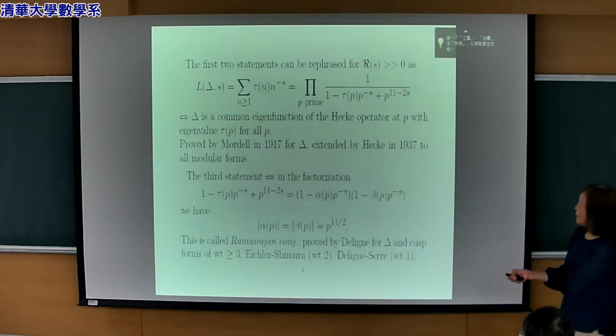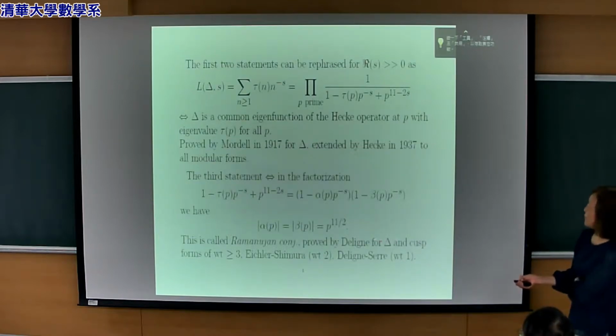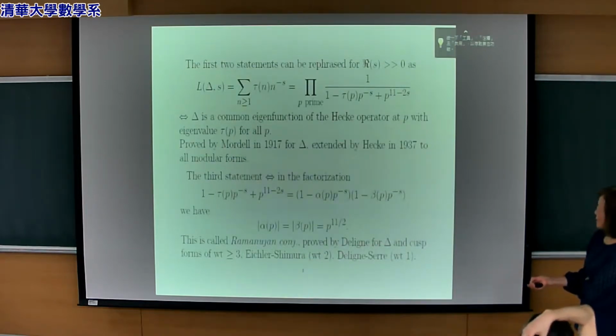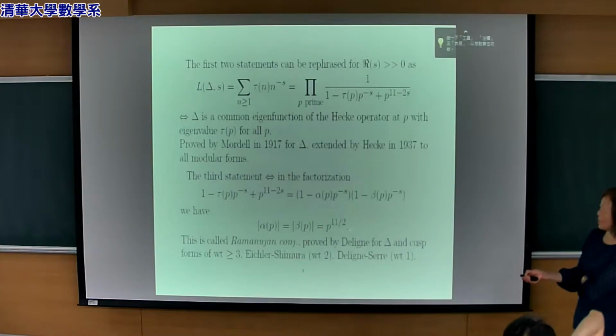And for the delta function, it was proved by Deligne. And when he proved this, he also did it for cusp forms in general. Okay. So he did this around 1973. It's part of the work for his Fields Medal. And this statement for the case of forms of weight 2 was given by Eichler and Shimura earlier. And after Deligne's work, Deligne's pair also settled the case of weight 1. So for all the holomorphic modular forms, the Ramanujan conjecture is known.